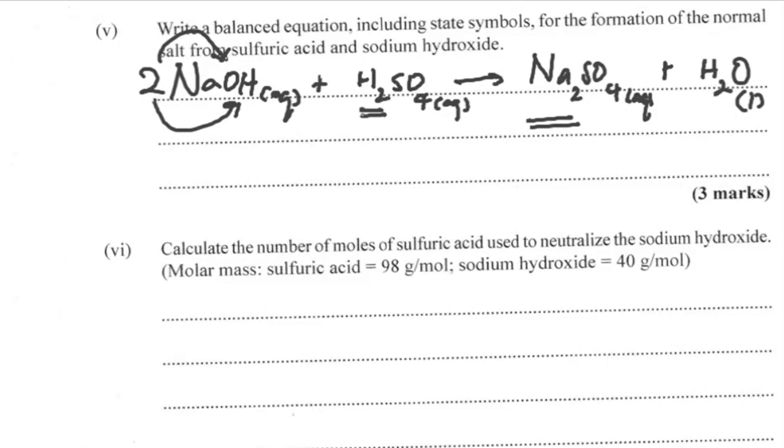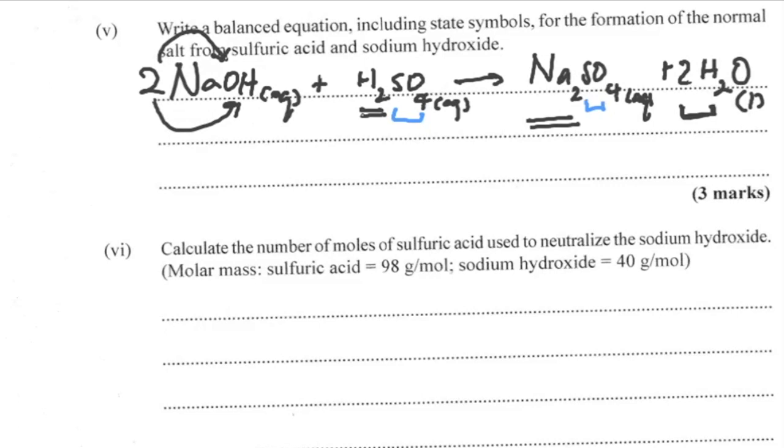So to fix this, we need to put a 2 in front of the water. So we now have a total of 4 hydrogens on the right and a total of 4 on the left. The sulfate is still intact, so we need not adjust that. That's fine. So everything is balanced right here.